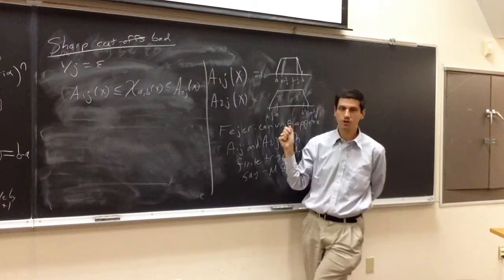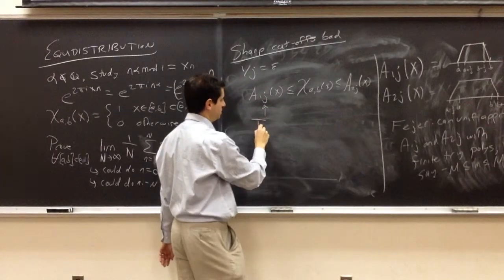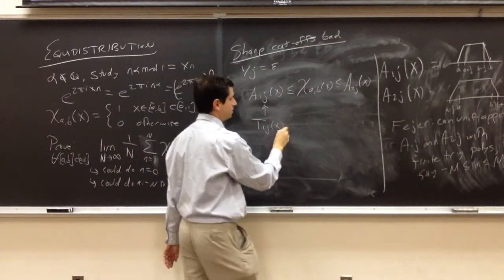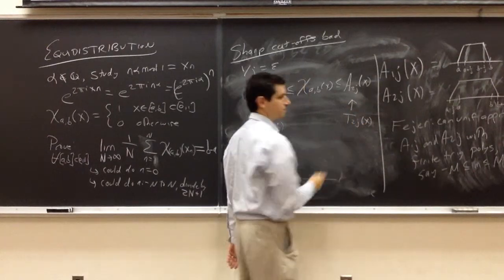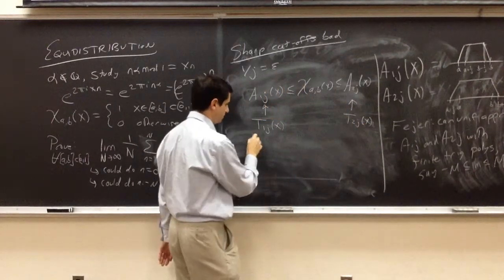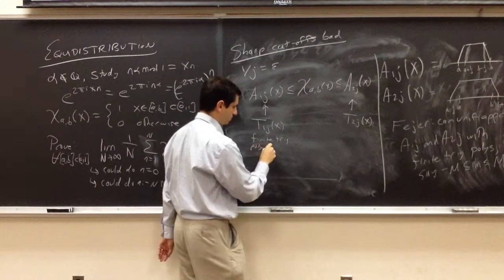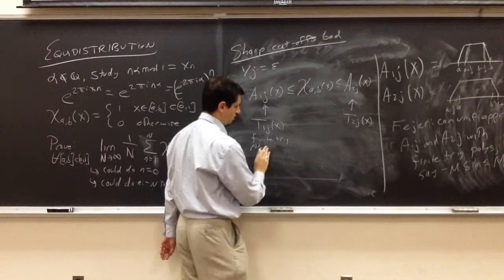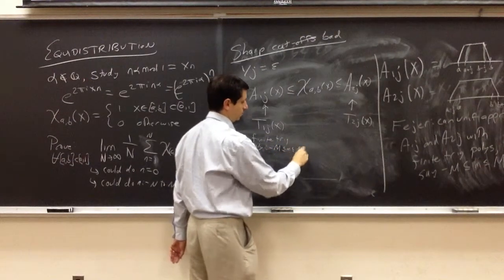We now look at trig polynomials. We can get a trig polynomial approximating this. Let's call it maybe t1j of x. And we can call this t2j of x. So these are finite trig polynomials, and we'll have minus m less than or equal to n less than or equal to m.